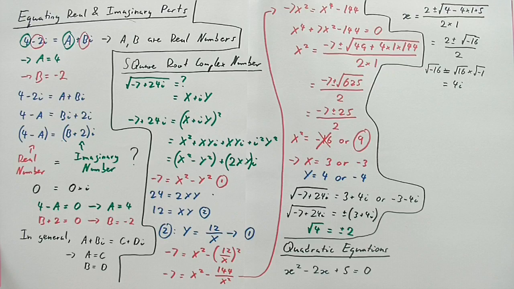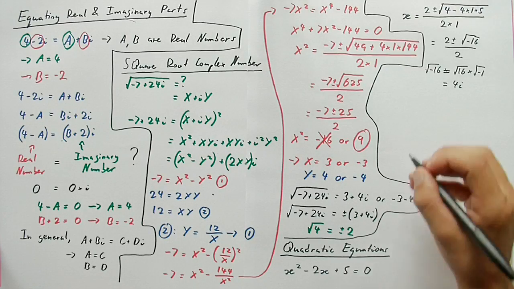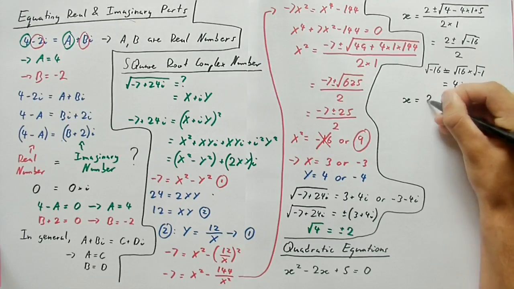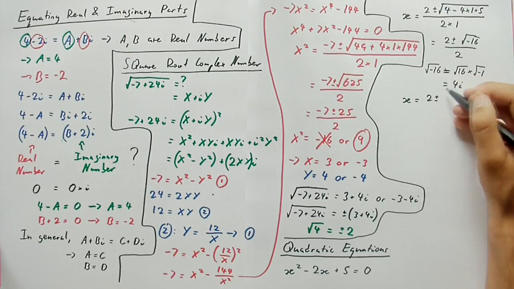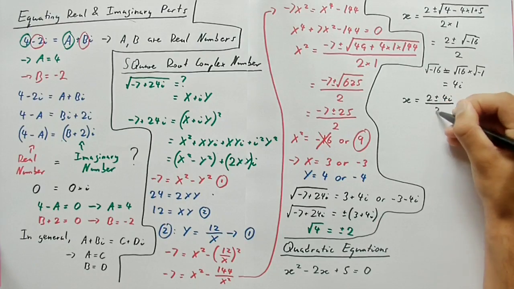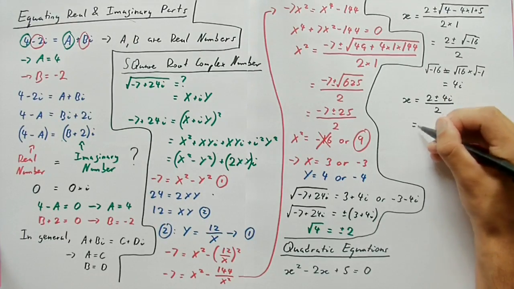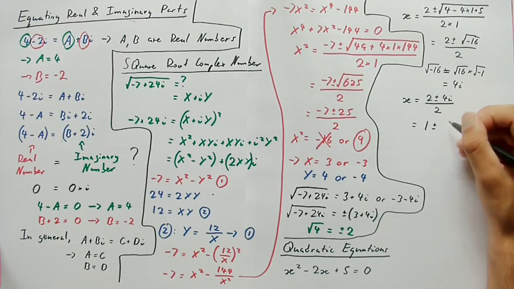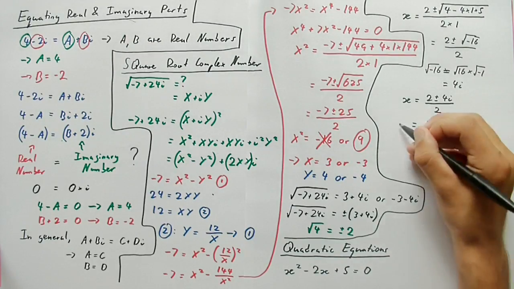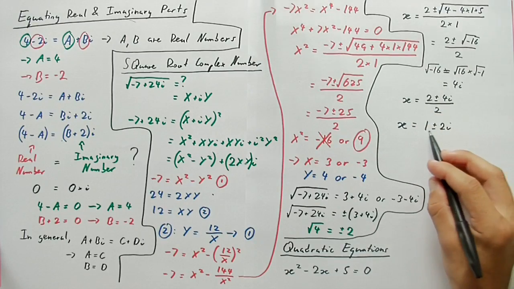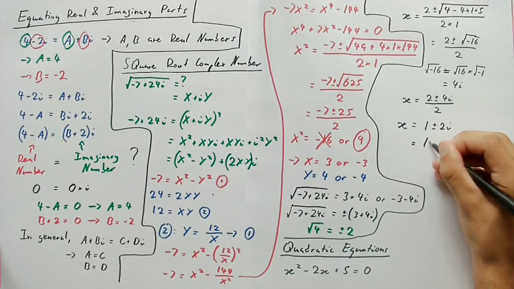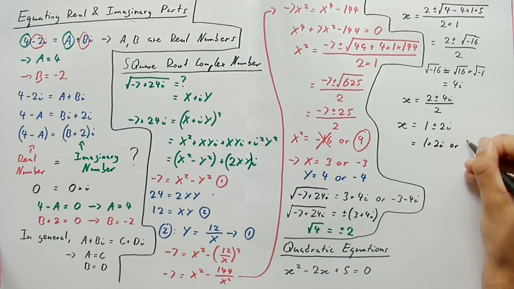Now substituting this back into our original equation, we get that x is equal to 2 plus or minus 4i, all divided by 2. Now 2 divided by 2 is of course 1, 4i divided by 2 is 2i, so we get that x is equal to 1 plus or minus 2i. Or if you want to split it up, it's 1 plus 2i or 1 minus 2i.